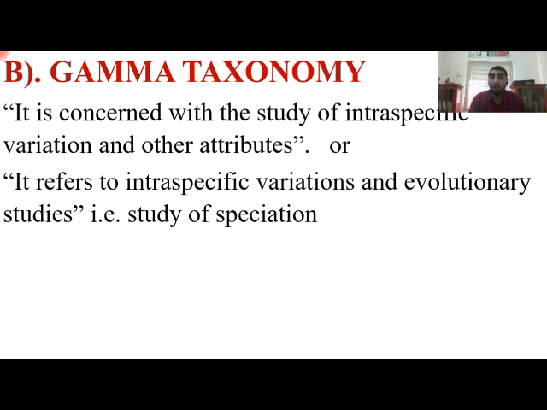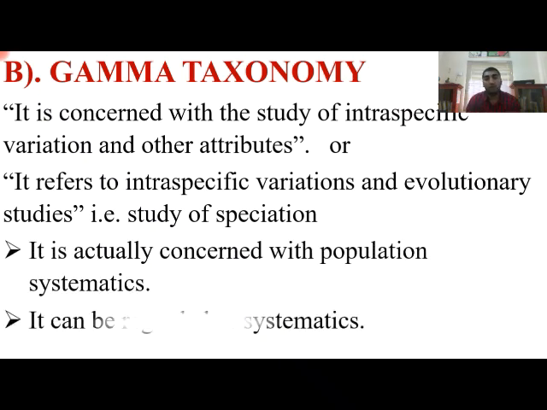Why study of evolution? I have given you an example that if there is a main population, and a small number of that population get isolated and make a peripheral population, then the genetic exchange between them stops. With the passage of time, the peripheral population develops into another species. Maybe it will become a subspecies, and after long isolation, maybe it will develop into a new species. So actually, this is the study of speciation. Intraspecific variation is a study of evolutionary studies. So it is concerned with population systematics. It can be regarded as systematics.